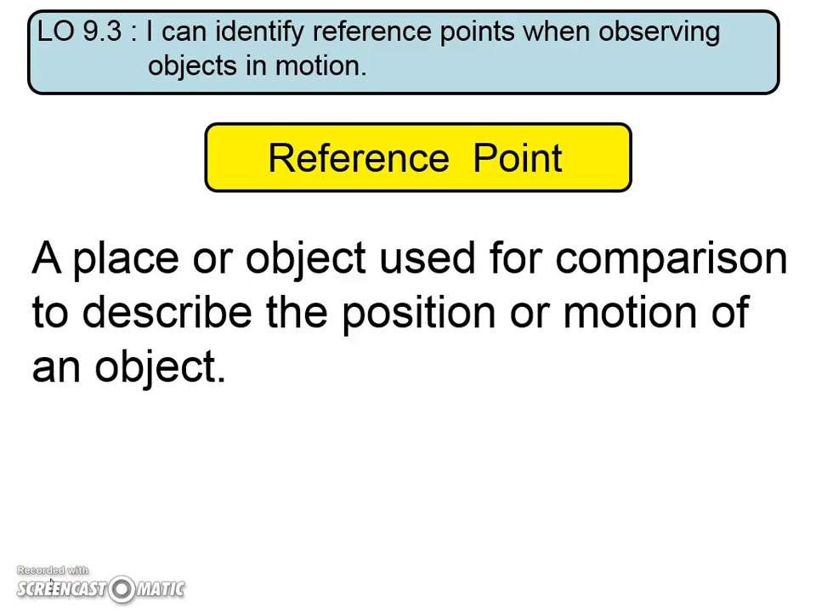The learning objective of this video is to help you identify reference points when observing objects in motion. Let's first start by reviewing the definition of a reference point. A reference point is a place or object used for comparison to describe the position or motion of an object.